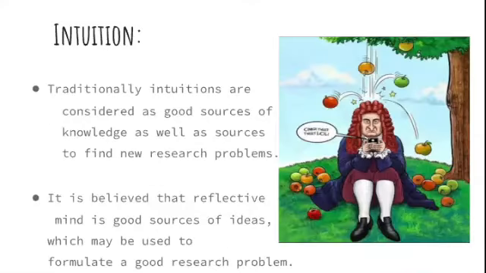The next one is intuition. From this picture you can see Einstein sitting under the tree. When the apple fell, he found something remarkable. Same like this, a spark of an idea may emerge from the researcher's mind at one point. Of course, here Einstein is having the phone, that's why a lot of apples fell and no ideas have emerged from his mind.